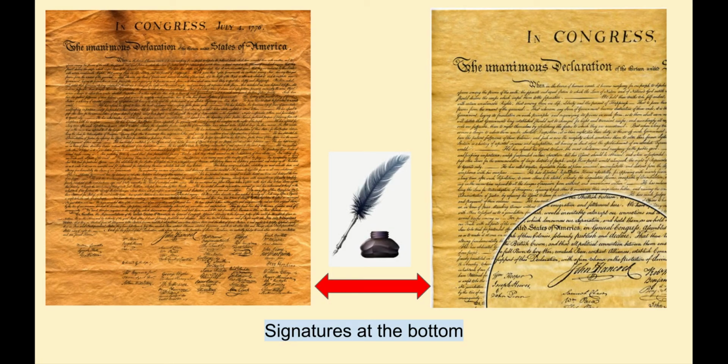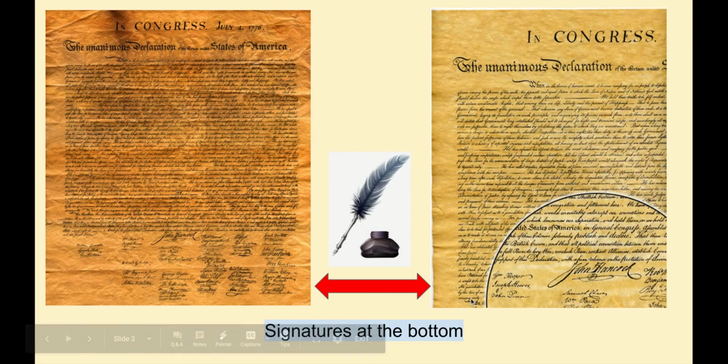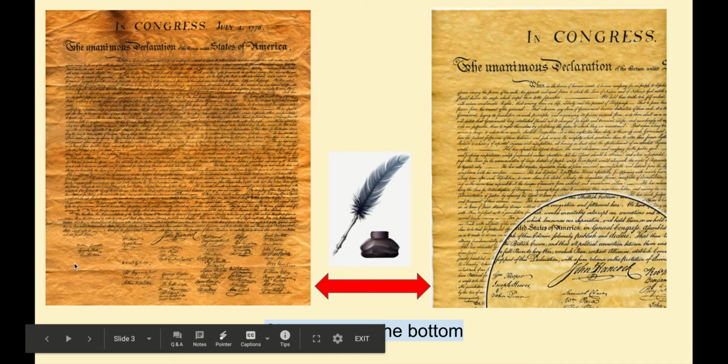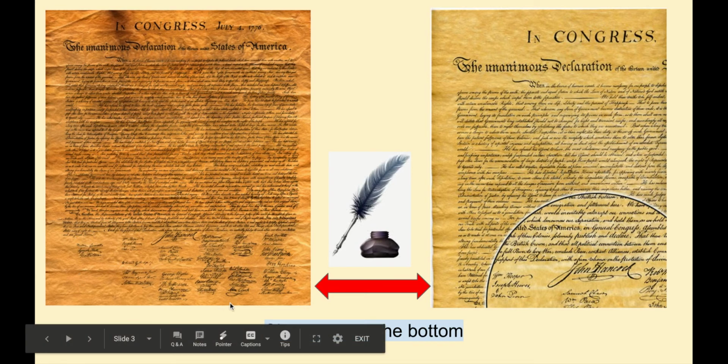So let's go ahead and take a look at physically what it looks like. Here are some replications of it. As you can see at the top here, we have the writing, which they did handwrite using these old style feather pens. But notice here at the bottom, those are the signatures, all of the signatures from the men who helped to create this document.